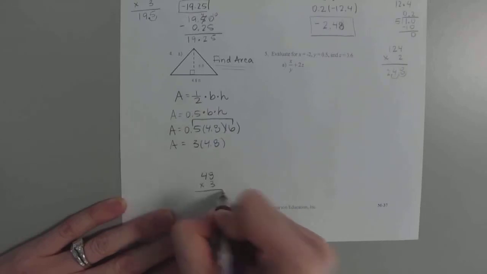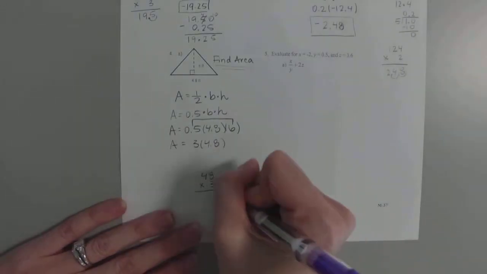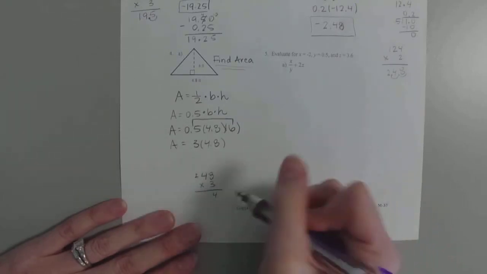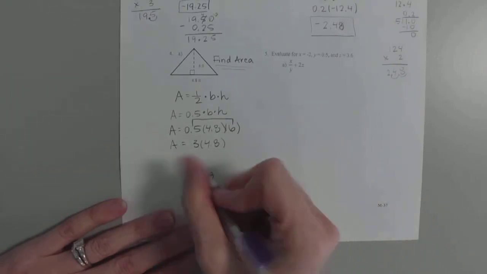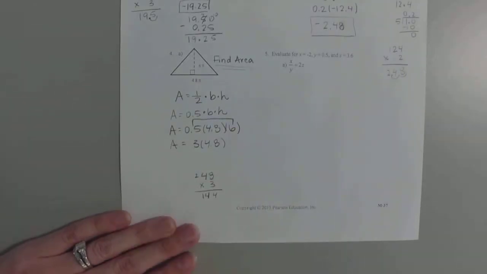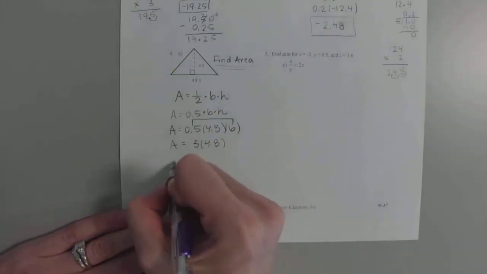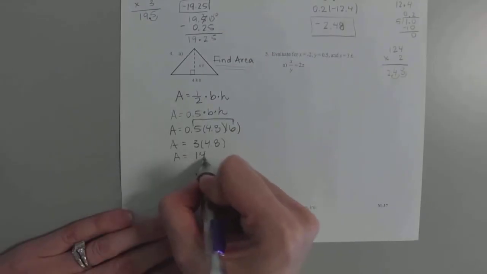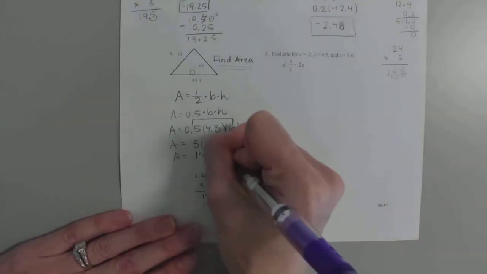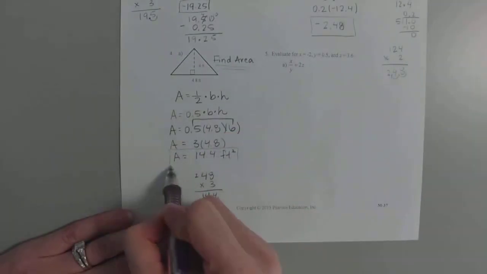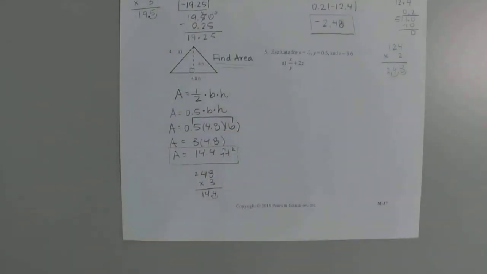So let's do 48 times 3, and then we'll move our decimal 1 at the end. 3 times 8 is 24. Put your 4, carry your 2. 3 times 4 is 12, plus 2 is 14. Okay? And there's 1 decimal, so I'm just going to move it over 1 spot. So our area ends up being 14.4 what? Feet squared. So remember, area has the square.